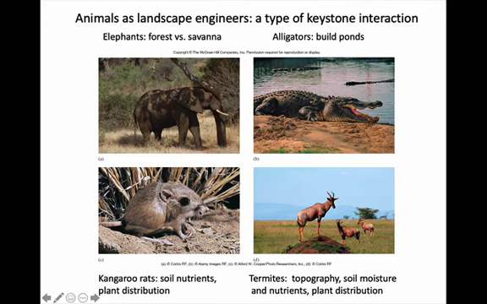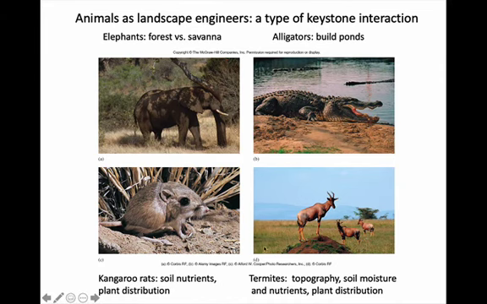Kangaroo rats dig little holes at the base of a shrub for a den, and they then defecate and pee in those areas, and they fertilize that plant. So they enrich the soil with nutrients in that area, and they affect the distribution of plants in deserts.